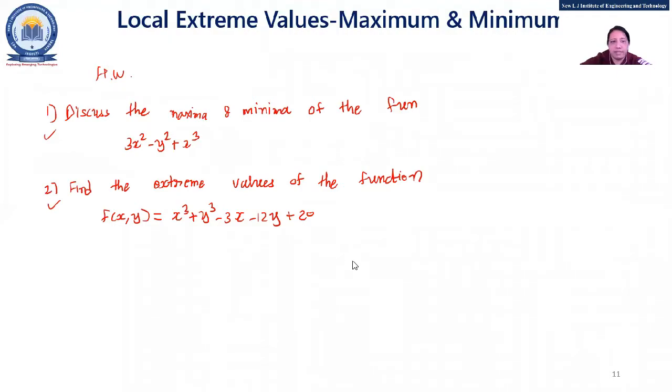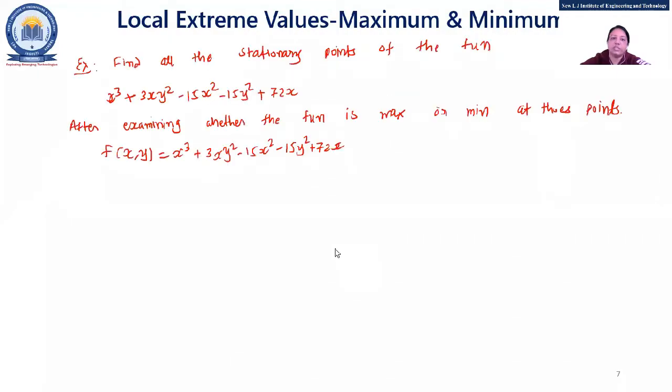Now one more example we'll take today for the local extreme value, and then we'll move to today's session. Find all the stationary points of the function: x cube plus 3xy square minus 15x square minus 15y square plus 72x. We have seen the procedure for that.